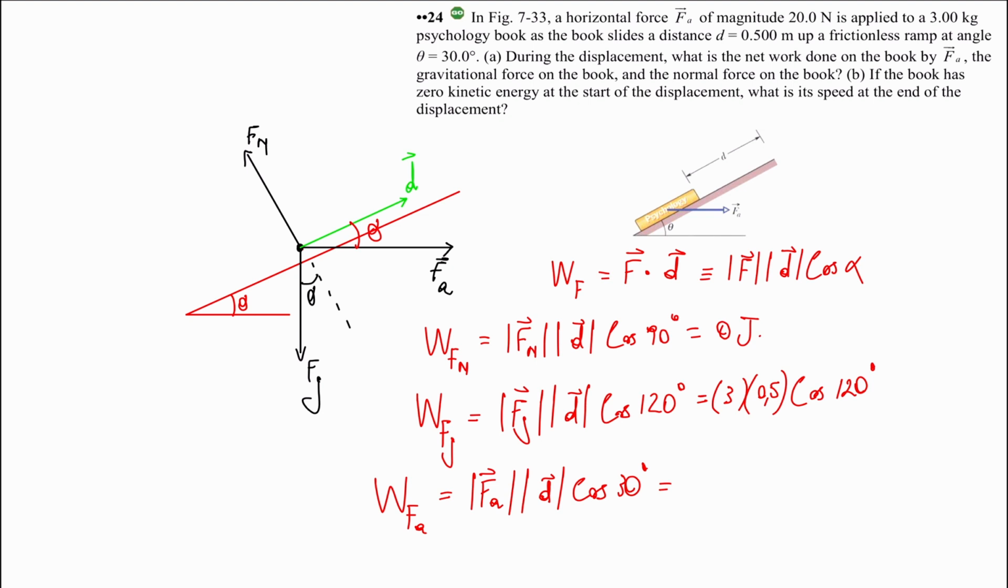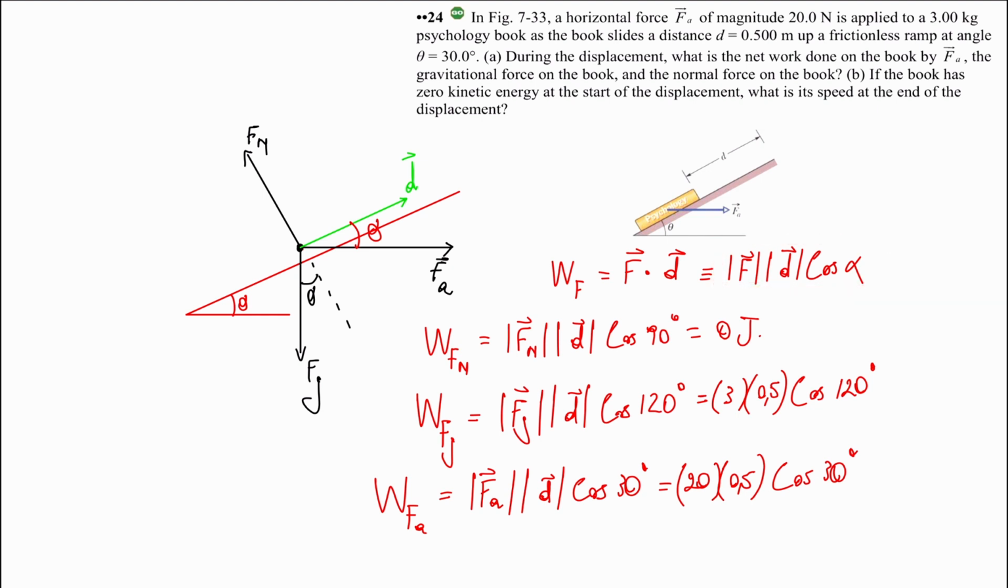The force applied, we were told, has a magnitude of 20 newtons, and the displacement is 0.5, and the angle is 30, so we have cosine of 30. Again, we're going to have some number here. The point is, this is what we would obtain if we took this direction of calculating the work done.